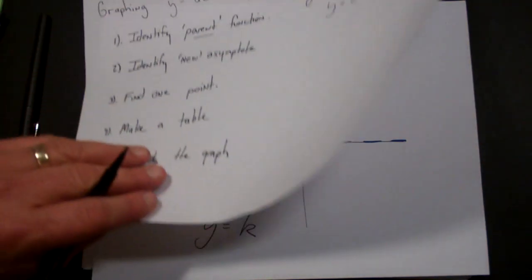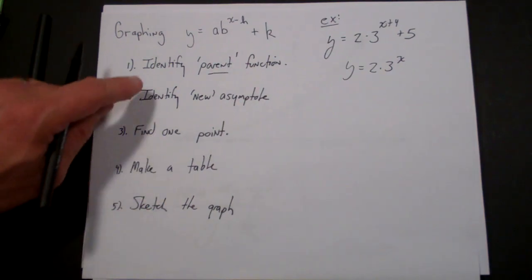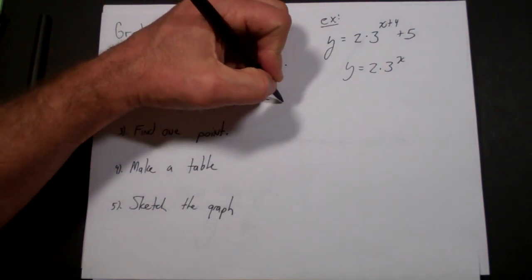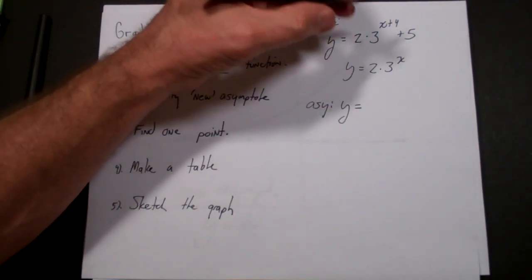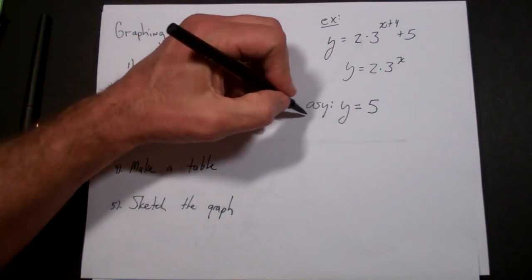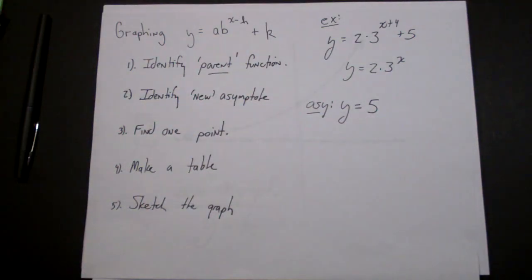So if we go back to our steps here, the very first step was to identify the parent function, and the second step is to identify the new asymptote, and the new asymptote will be y is equal to 5, because k is 5.